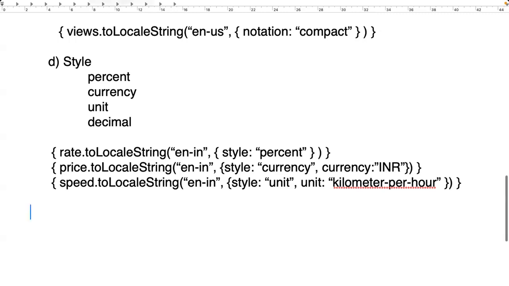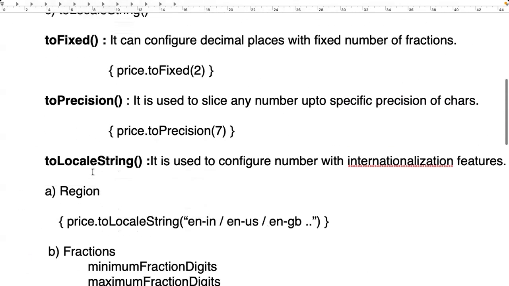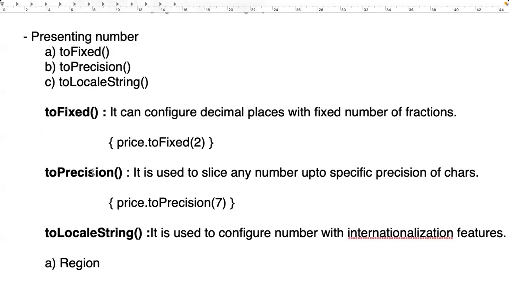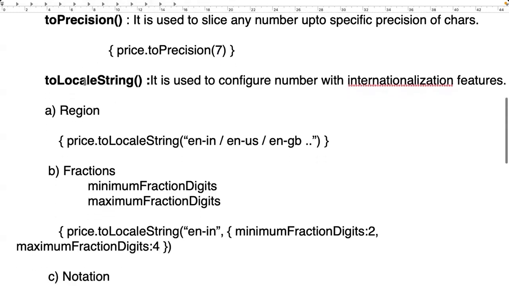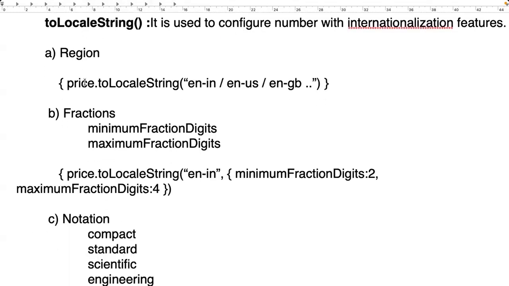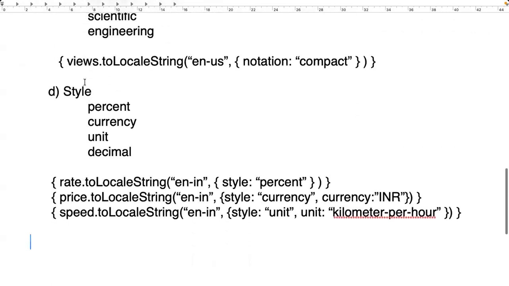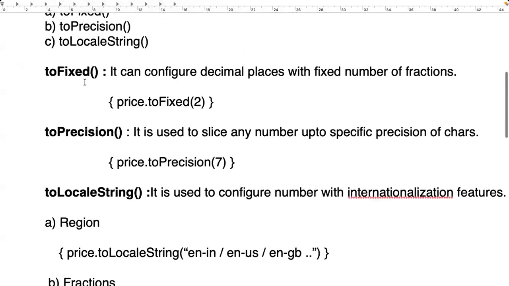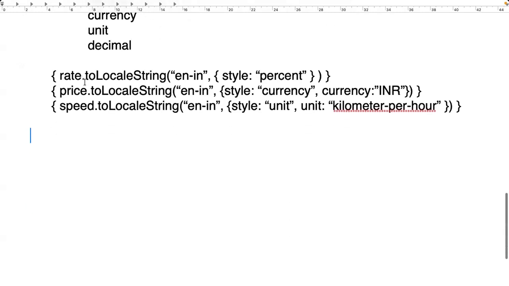So you have to use all these different options. What are the important methods for presenting numbers? To fixed, to precision, and to local string. I hope you are clear. In to local string, we have region, fractions, notation, and style. Different styles of options.